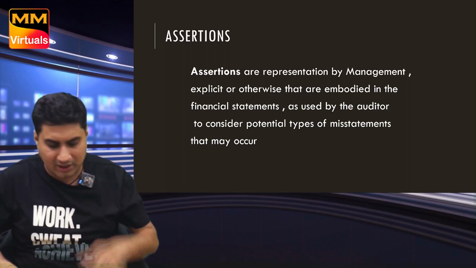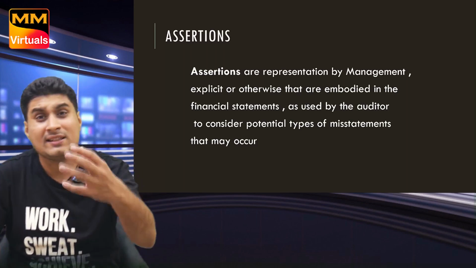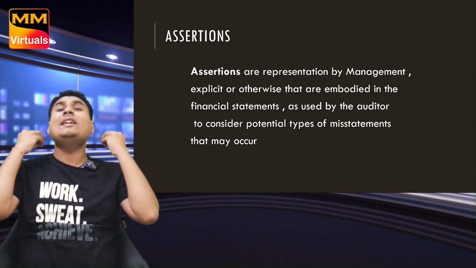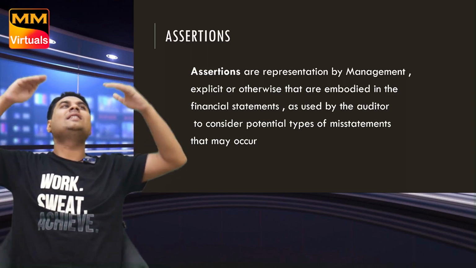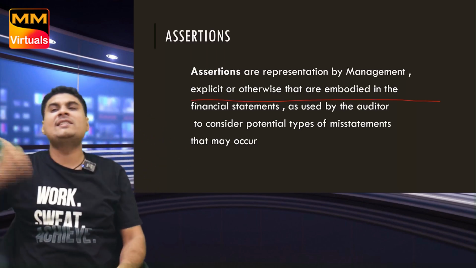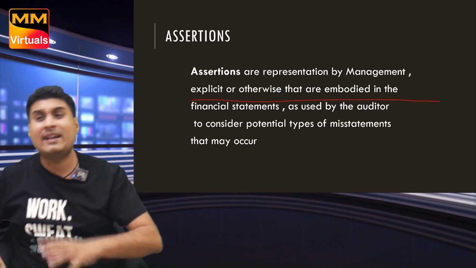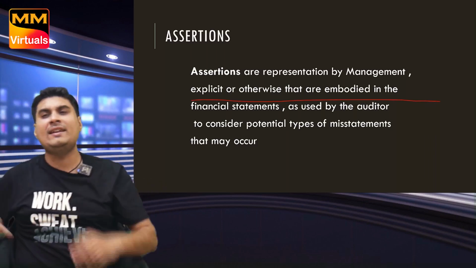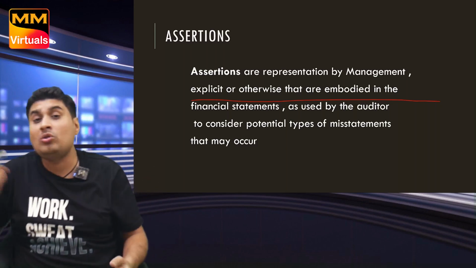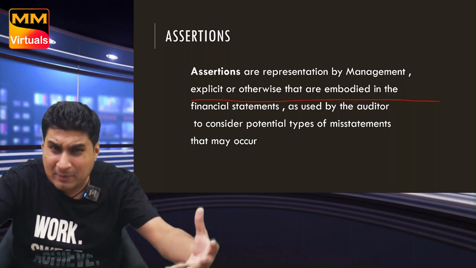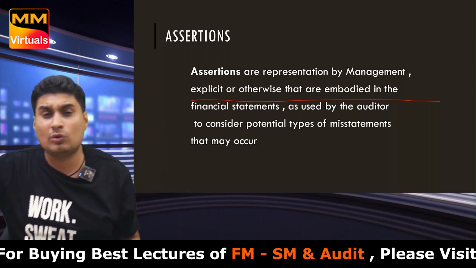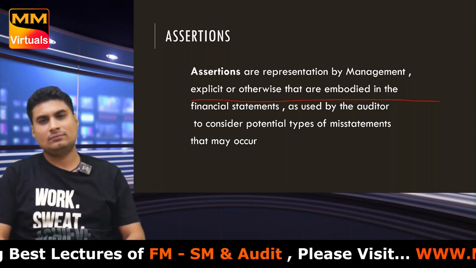Absolutely not understood. One more time. Assertions are representation by management. Management is clearly asserting, specifying, telling that we have followed this. Example, if sales is written 700 crore, it clearly tells that sale has occurred, that sale is complete. Are you clear? That's occurrence, completeness assertion. But it also tells you the amount is correct, measurement. Some things are explicit, explained, some are implied. What is implied? Presentation and disclosure is proper. It is disclosed as per schedule 3. Simple. I hope you understand.